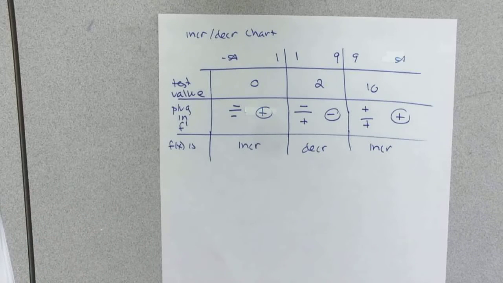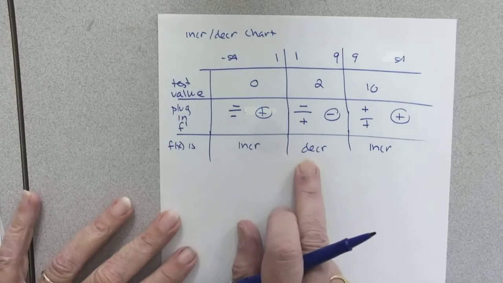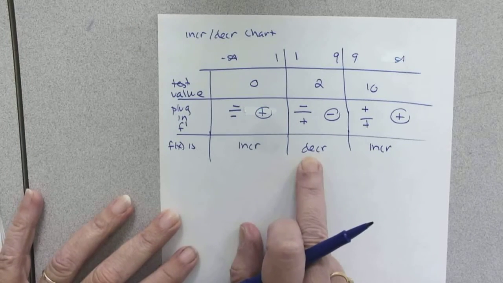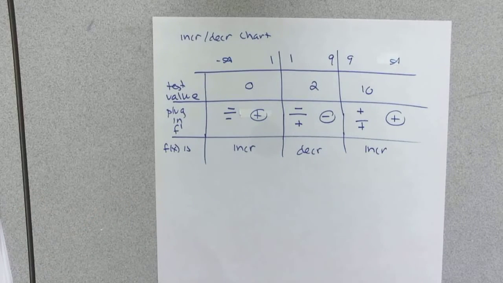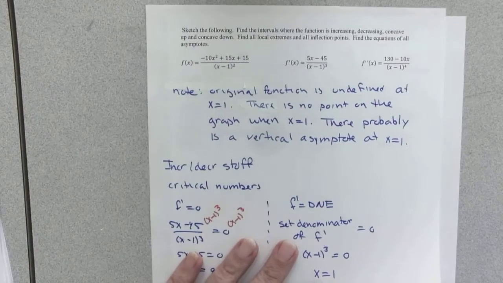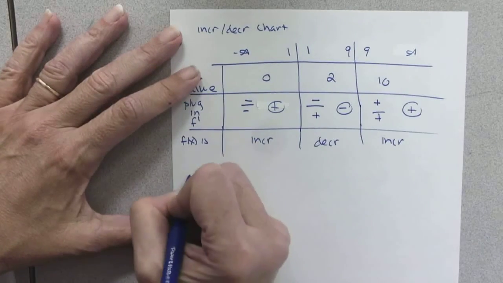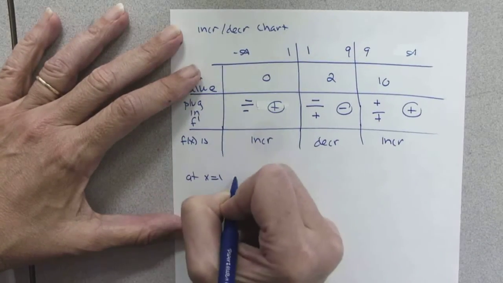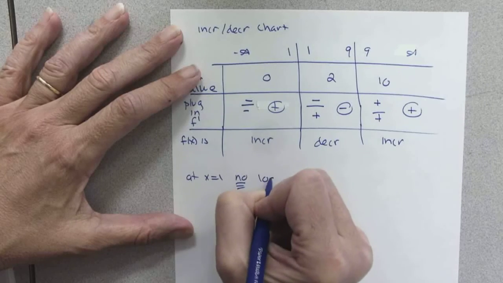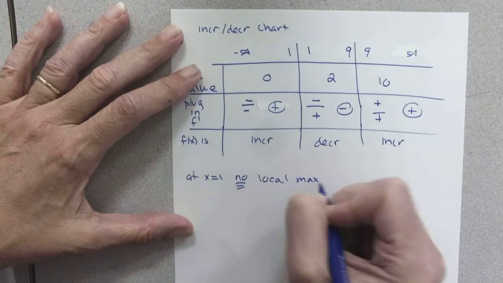Okay, so we've made the increasing, decreasing chart. Now we can do our local maxes and mins. So here, I go from increasing to decreasing, and so, got a maximum. Increasing to decreasing, it must be a maximum. Until we go back and remember, it's undefined at x equal 1. And so at x equal 1, there is no local max.